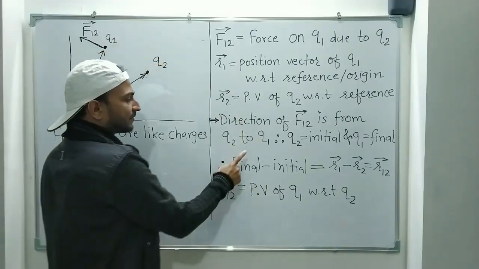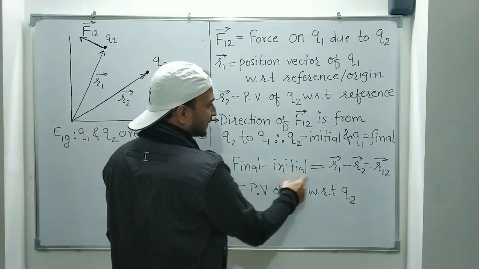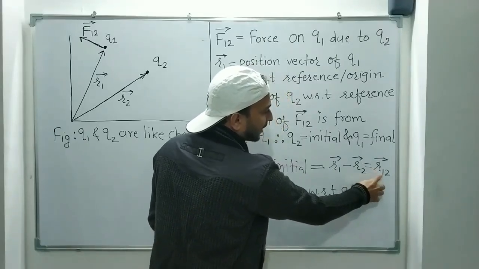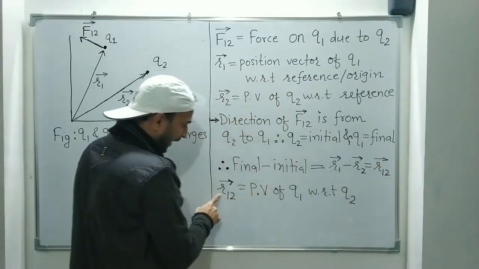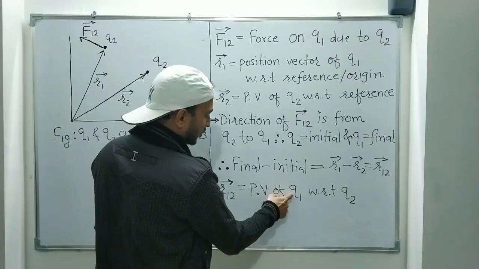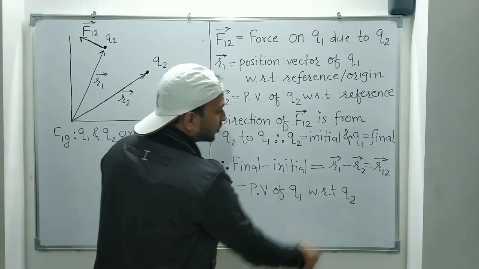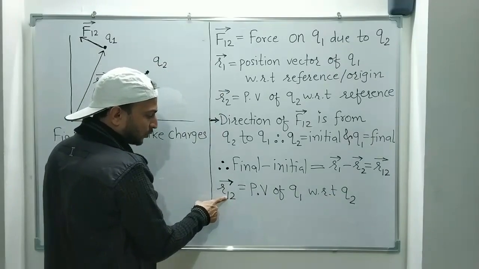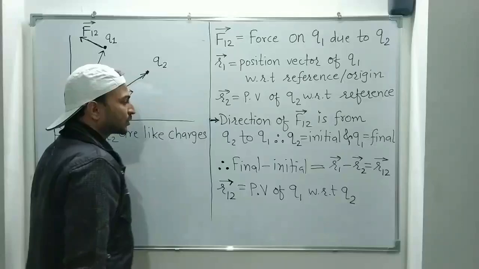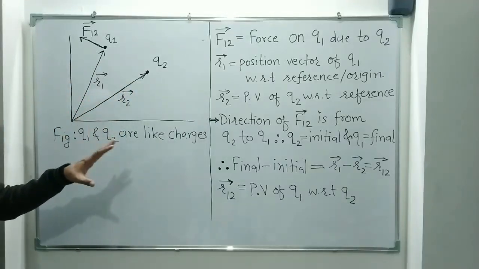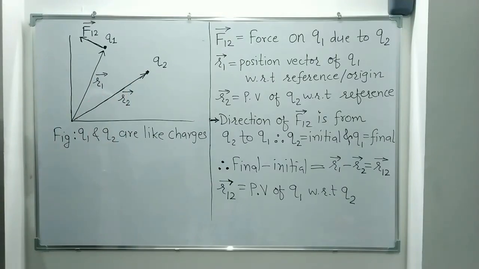We always take final minus initial. That is R1 minus R2, denoted by R12. R12 is the position vector of Q1 with respect to Q2. I hope these notations are well understood.